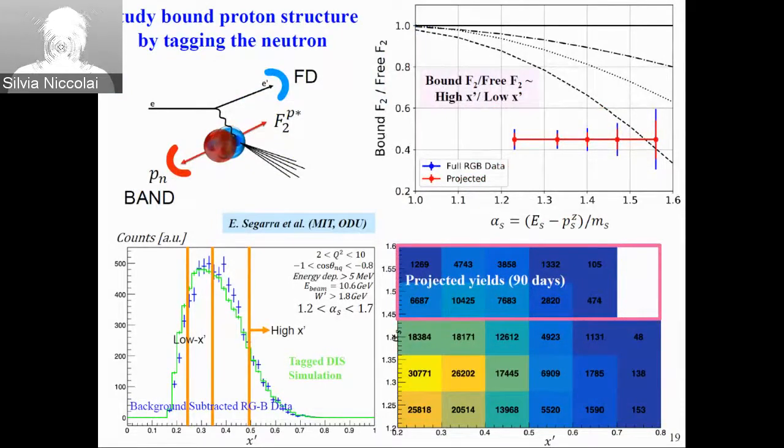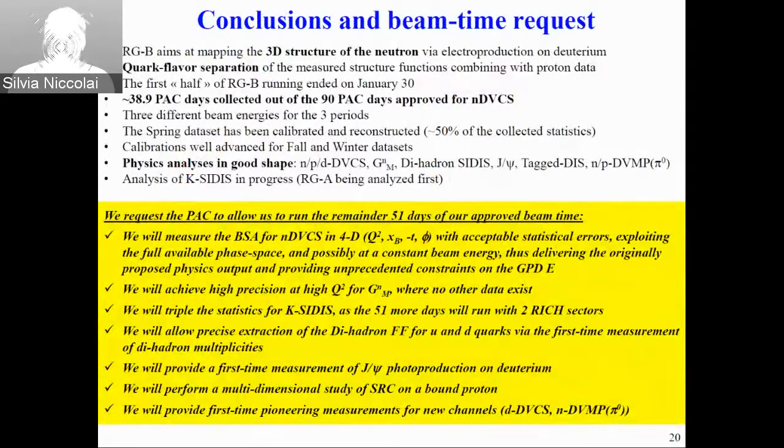And finally, there is the experiment to study the proton structure in deuterium by tagging backward neutrons with the BAND experiment. This experiment aims to extract the ratio of the bound F2 structure function over the free structure function. And again, in this case, this ratio is proportional to a ratio of the yields taken at high x with the ones taken at low x. Here in the plot, these are the yields we expect as a function of alpha and x prime. We won't be able to really discriminate the models at high alpha unless we get the full statistical power of the experiment. So I'm getting to my conclusions.